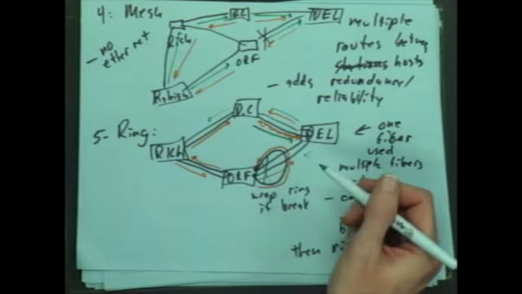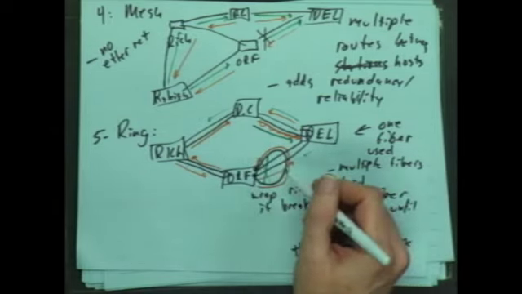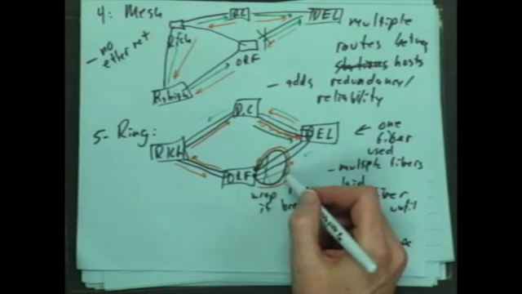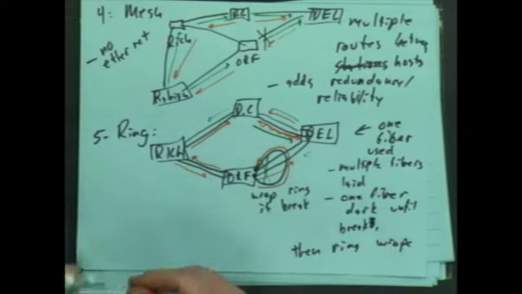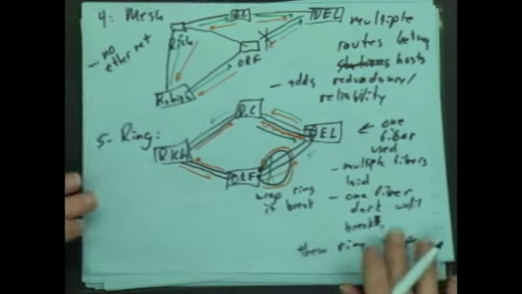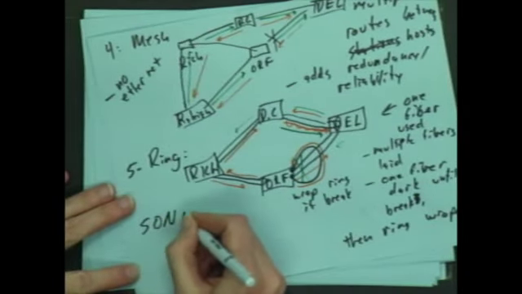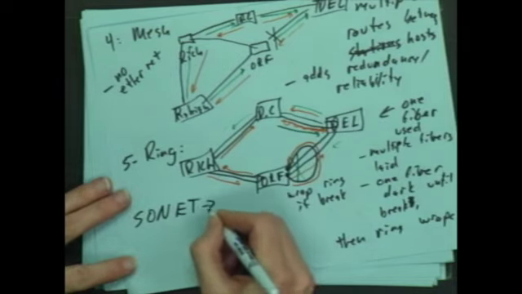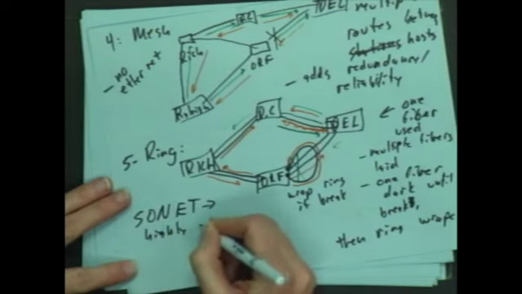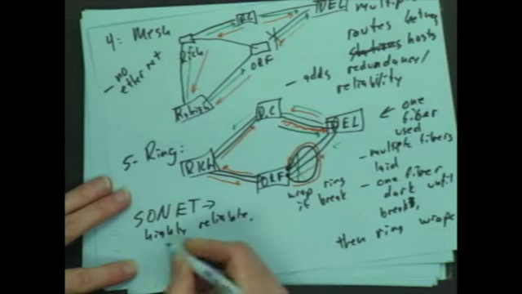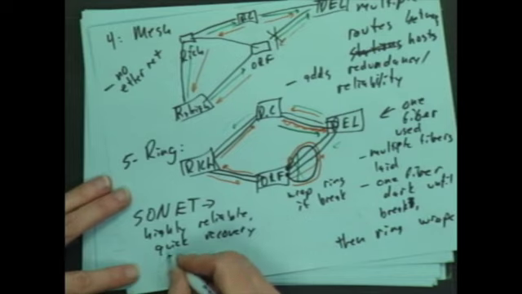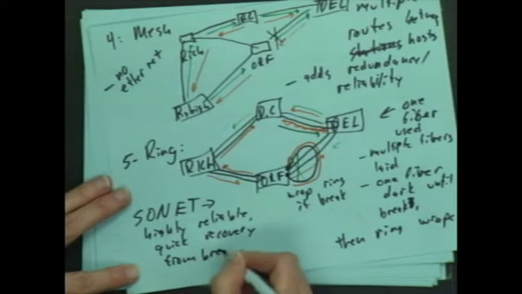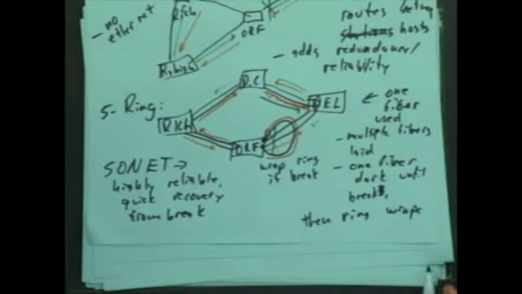And then they send out their trucks, the guys with the repair trucks. They fix the break. You have to fix the break, because another break isn't going to work anymore. You have to fix that break, and then it goes back in. This is the main thing. This is called a SONET ring. I don't remember what SONET stands for. It doesn't really matter. This is highly reliable, and it is a quick recovery. This is almost an instant recovery from a break.